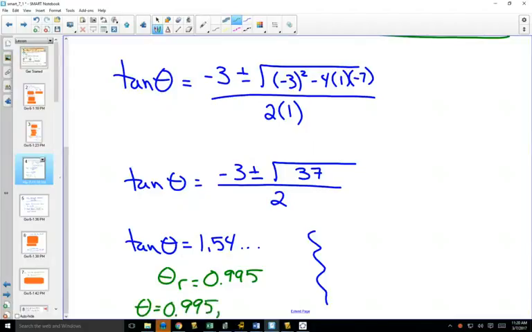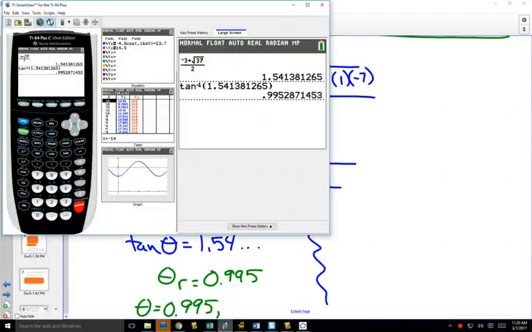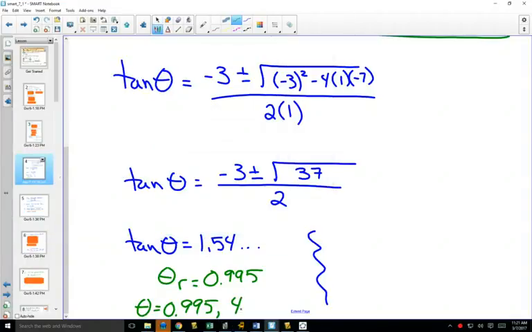So that means in quadrant 1, it's going to be the same. In quadrant 3, where tan is also positive, I can go pi plus my reference angle, which I have right here, so I can just highlight and push enter. And we have 4.14. That's when we use the positive value. We found our two answers.